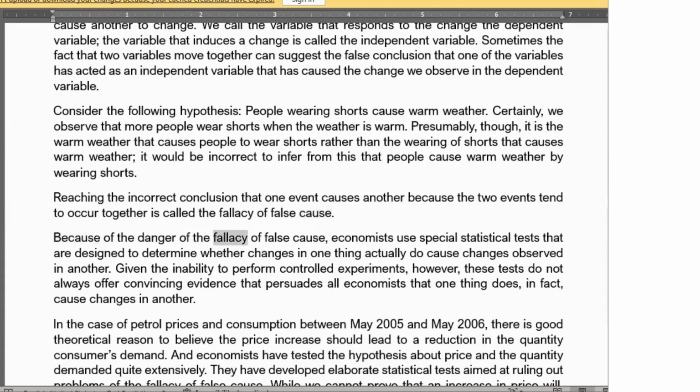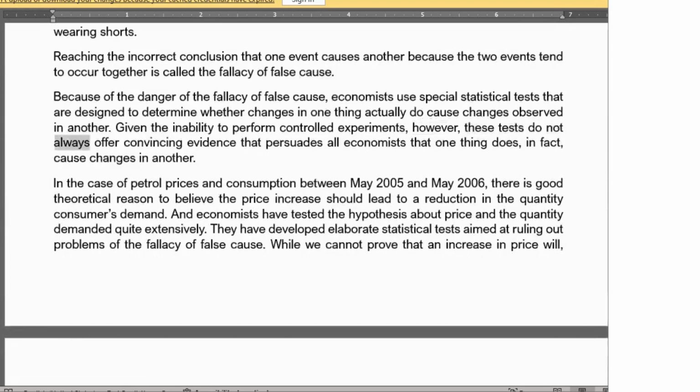Because of the danger of the fallacy of false cause, economists use special statistical tests that are designed to determine whether changes in one thing actually do cause changes observed in another. Given the inability to perform controlled experiments, however, these tests do not always offer convincing evidence that persuades all economists that one thing does, in fact, cause changes in another.